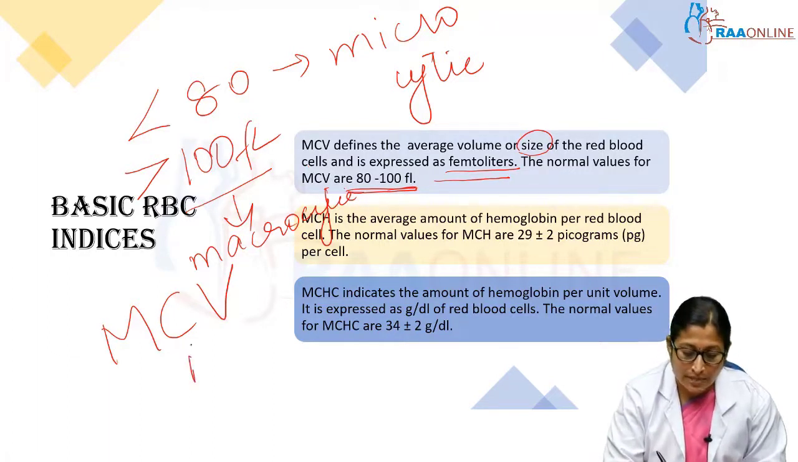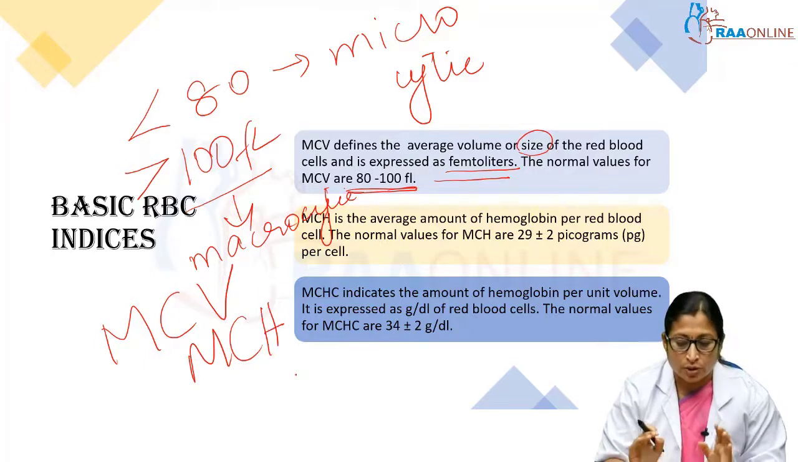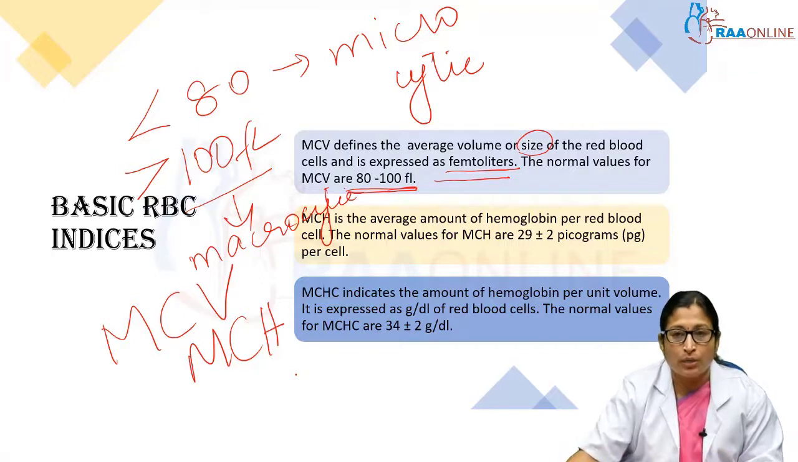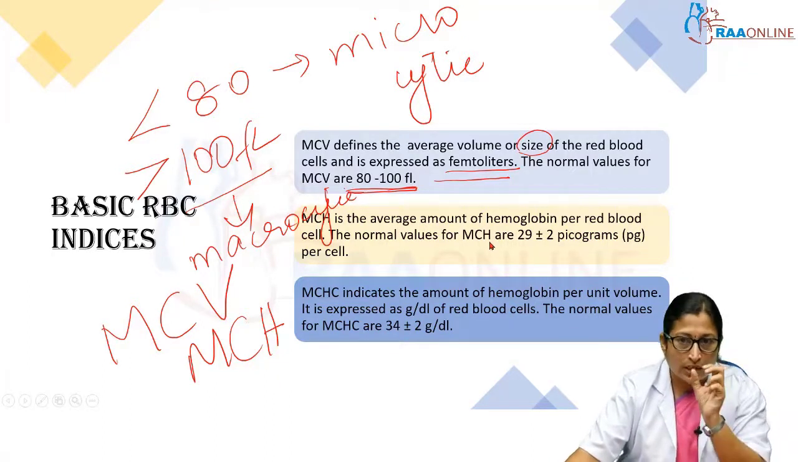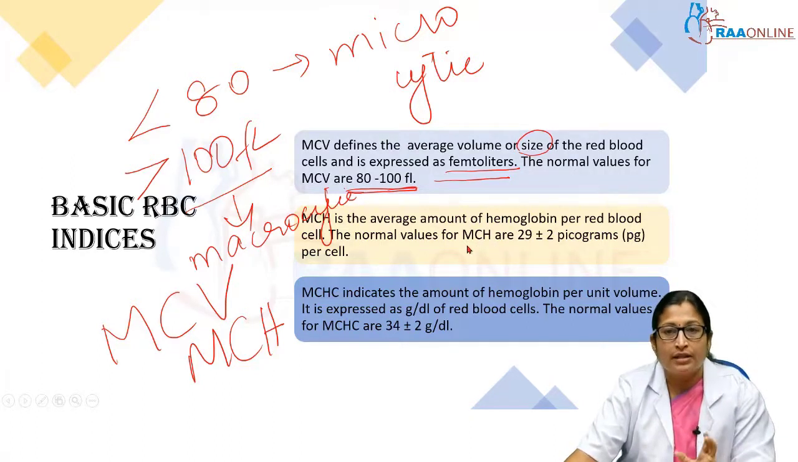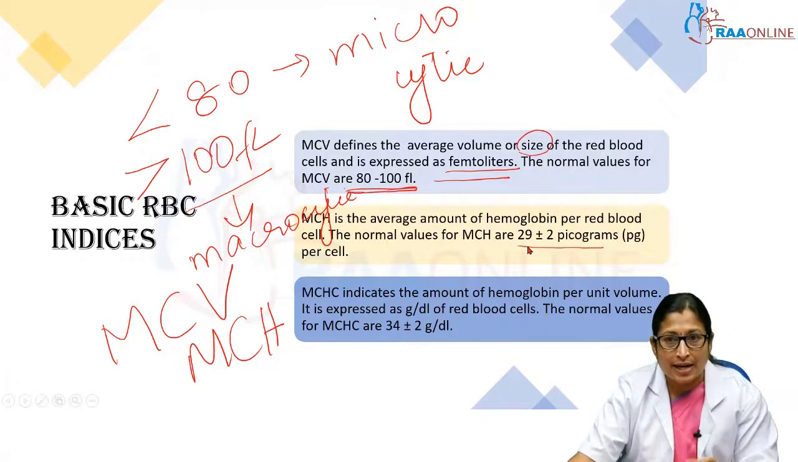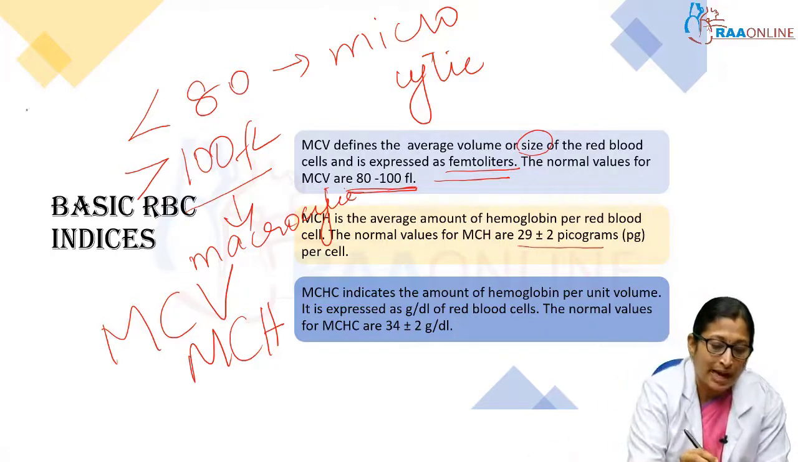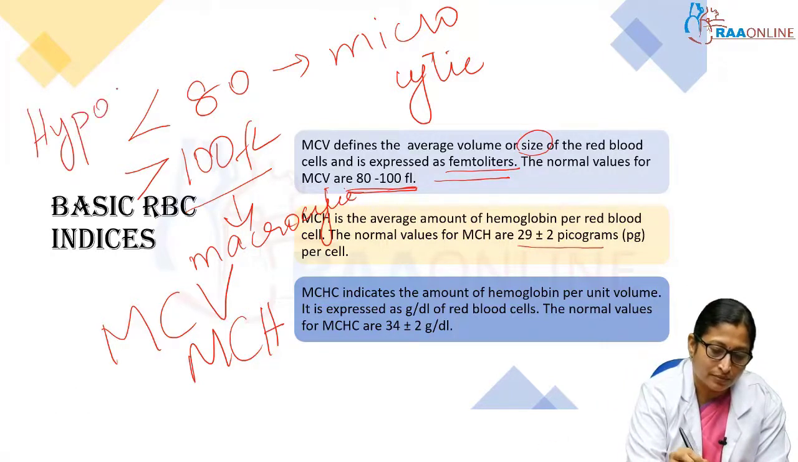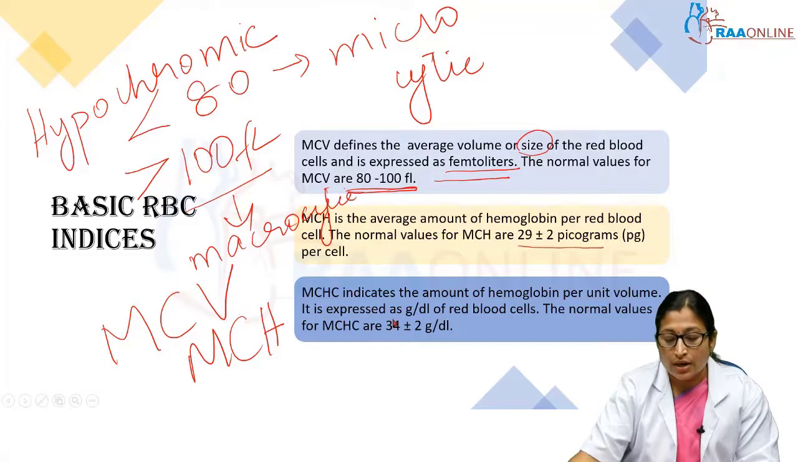Now next, coming to MCH. MCH is mean corpuscular hemoglobin, which means the average amount of hemoglobin per red blood cell. So one single red blood cell, how much hemoglobin does it contain? That is MCH. The normal value for MCH is 29 plus or minus 2 picogram per cell. Any cell with less than 29 picogram, we call hypochromic. Okay. And what is MCHC?